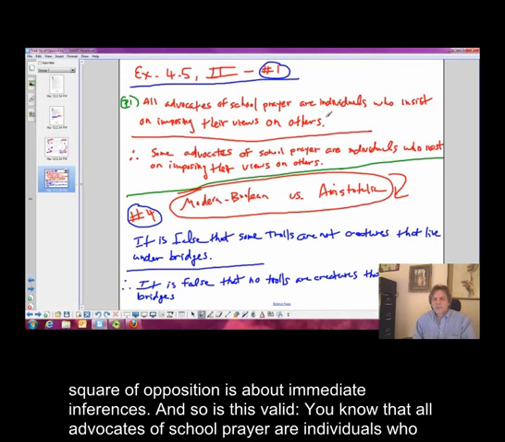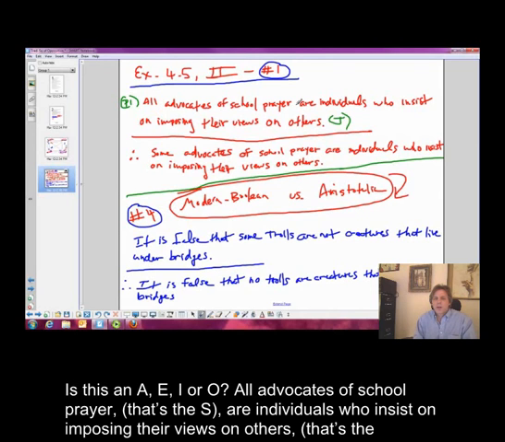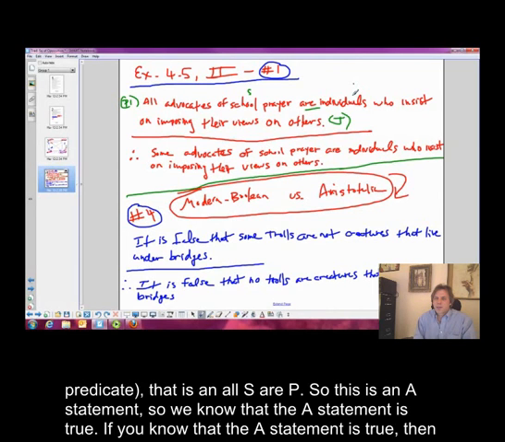If you know that all advocates of school prayer are individuals who insist on imposing their views on others, if that's true, and if it doesn't say it's false in these problems, that means it's true. And what is this? Is this an A, E, I, or O? All advocates of school prayer, that's the S, are individuals who insist on imposing their views on others, that's the predicate. That is an all S or P, right? All S or P. So this is an A statement. So we know that the A statement is true. Okay? If you know that the A statement is true, then does this follow?